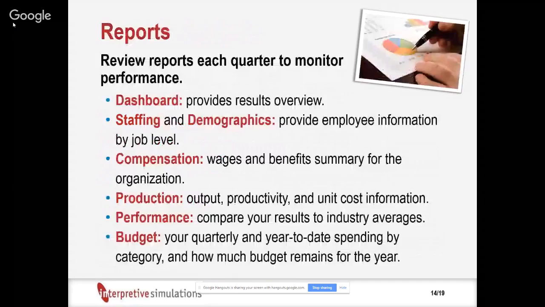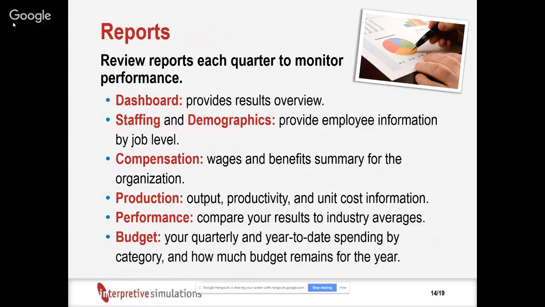Reports: you will have a list of reports that you can look through each quarter, and it helps you monitor the performance of your employees. It will have some staffing and some demographics to keep up with your female and your minority employees. Your compensation reports will let you know how much you're paying your people, what benefits you're giving them, and how you compare to the industry, to the people outside of your company.